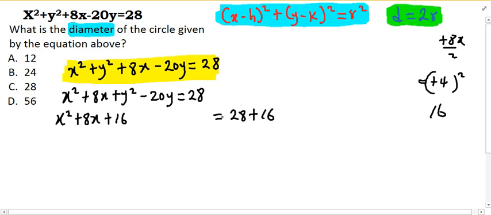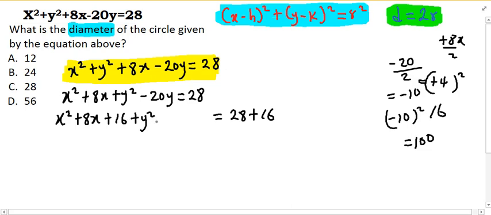So you do the same thing for the y term. The y term here is minus 20, so divided by 2 gives us minus 10, right? Now minus 10 all squared gives us what? 100. So let's add it to both sides too. So this becomes plus y squared minus 20y, and then plus 100. And then we also add 100 right here.